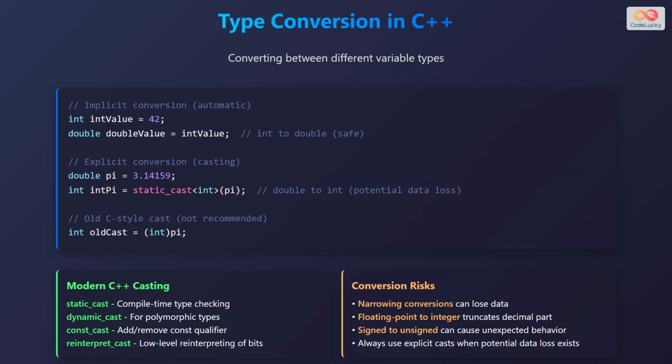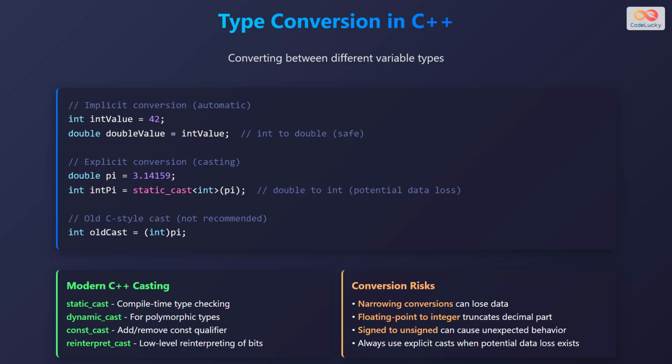Type conversion, also known as typecasting, involves converting a variable from one data type to another. C++ supports both implicit and explicit type conversions. Implicit conversion, also known as automatic conversion, occurs when the compiler automatically converts one data type to another. For example, assigning an integer value to a double variable results in implicit conversion from integer to double.